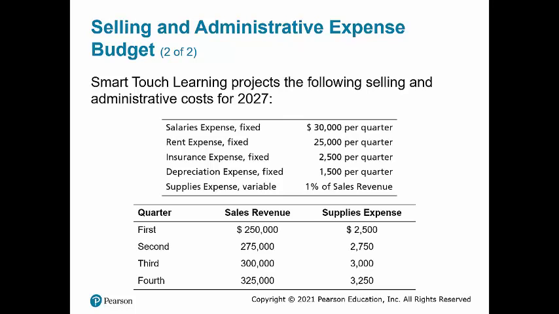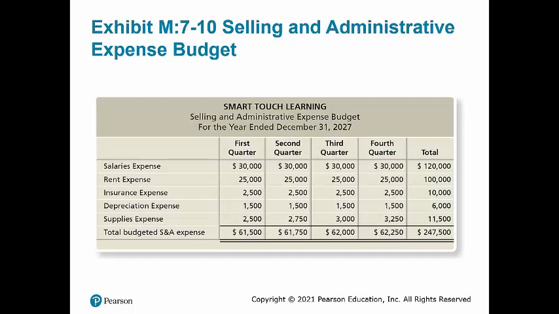They also have variable supplies expense, and they state that their supplies expense will be equal to 1% of sales revenue. So we go back to our sales budget and we calculated sales revenue for the first, second, third, and fourth quarters. We take those amounts, multiply that by 1%, and that would give us the supplies expense for the 4 quarters. This is the completed selling and administrative expense budget, and it shows the fixed salaries, rent, insurance, and depreciation expense and the variable supplies expense for each of the quarters, totaled and in the total column.